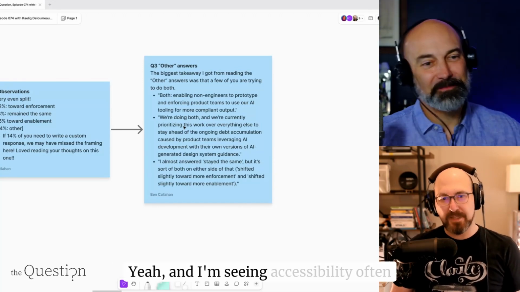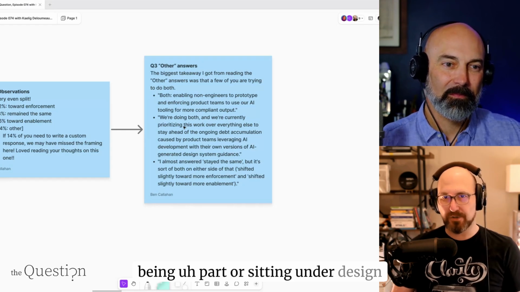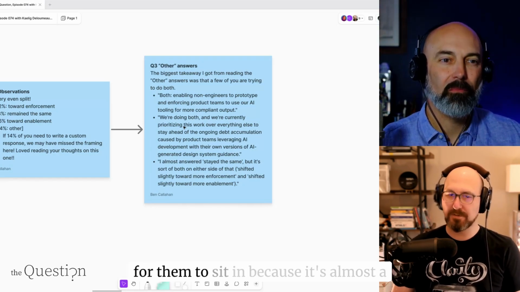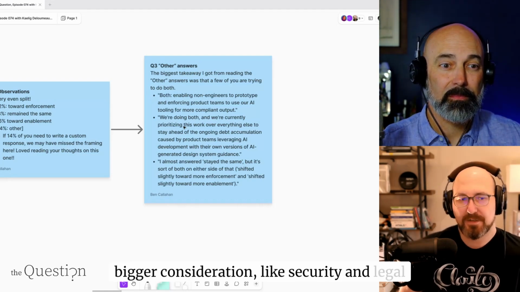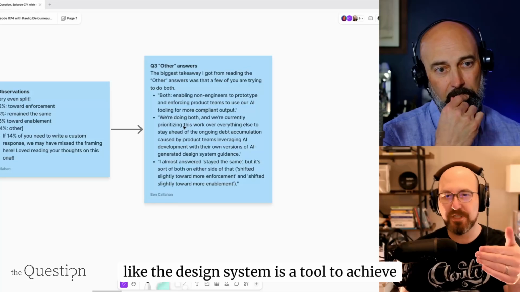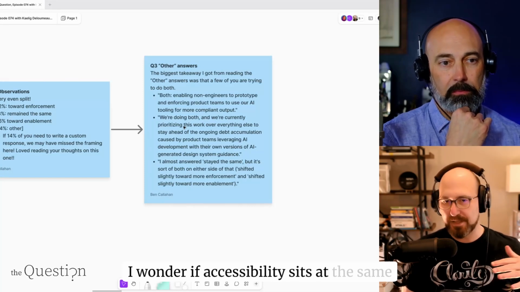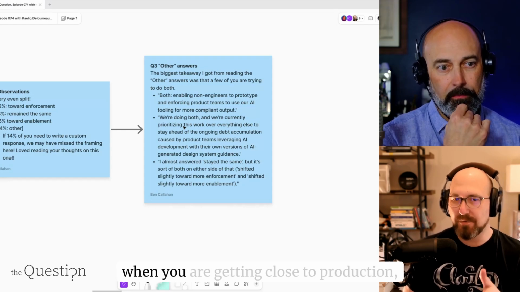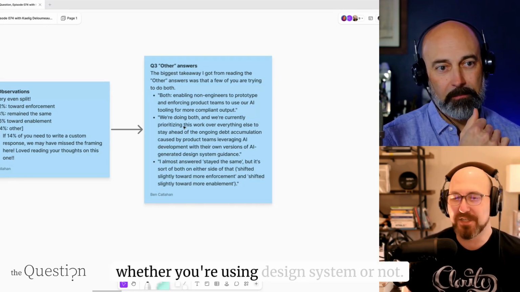Yeah, and I'm seeing accessibility often sitting under design systems, and I don't know if that's the right spot for it, because it's almost a bigger consideration, just like security and legal conformance, those kinds of things, where the design system is a tool to achieve that. But we're talking about those layers. I wonder if accessibility sits at the same layer as security, and it needs to be enforced when you are getting close to production, whether you're using a design system or not.